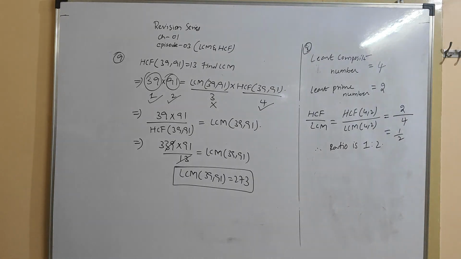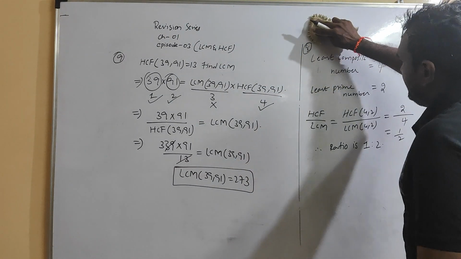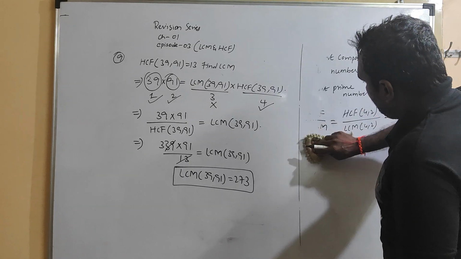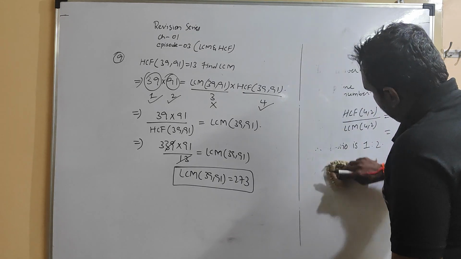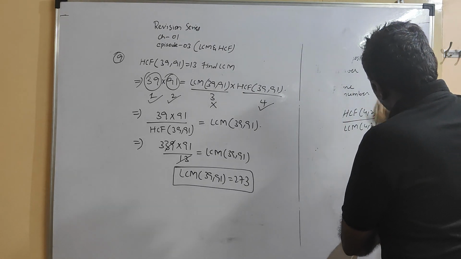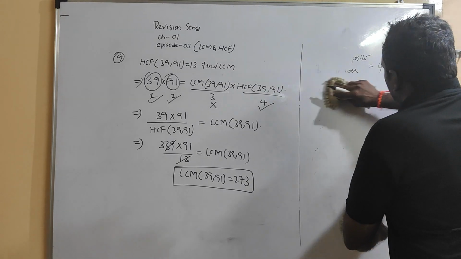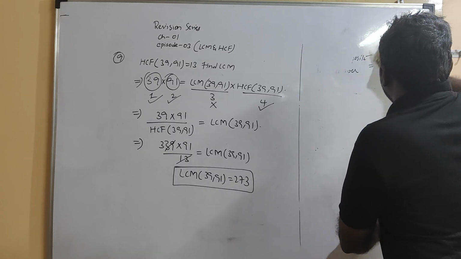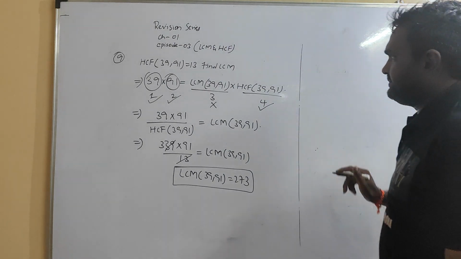This model is very important. Product of two numbers is equal to the product of their LCM and HCF. This model is very important for MCQs and very short answer questions. That you have to be careful about. Please go through the video. Wherever you find it difficult, pause the video and check, and afterwards continue with the video. This is regarding question number 9.